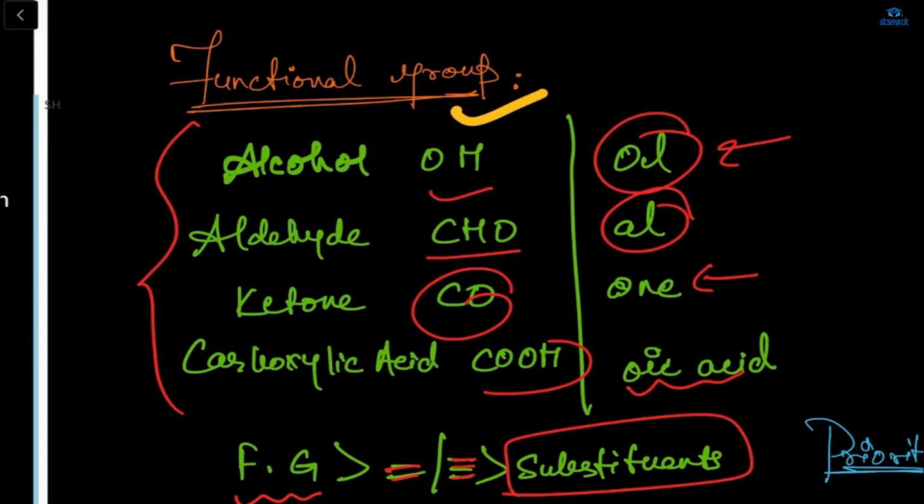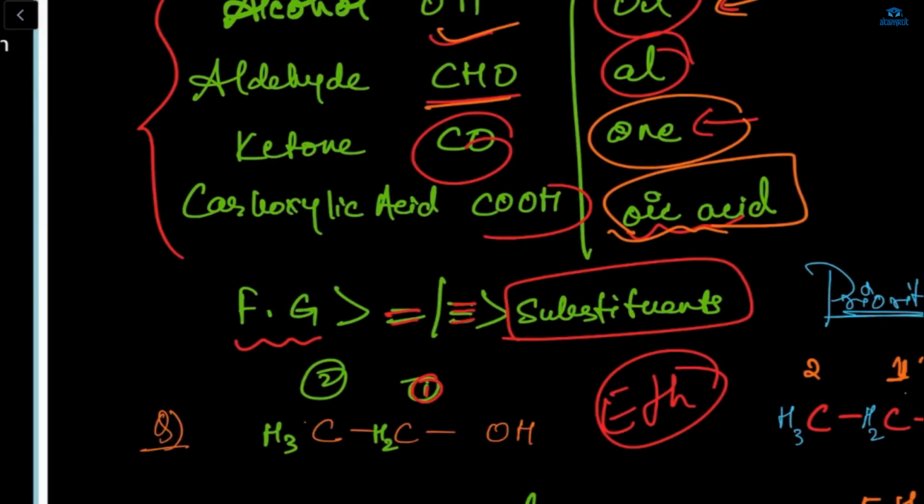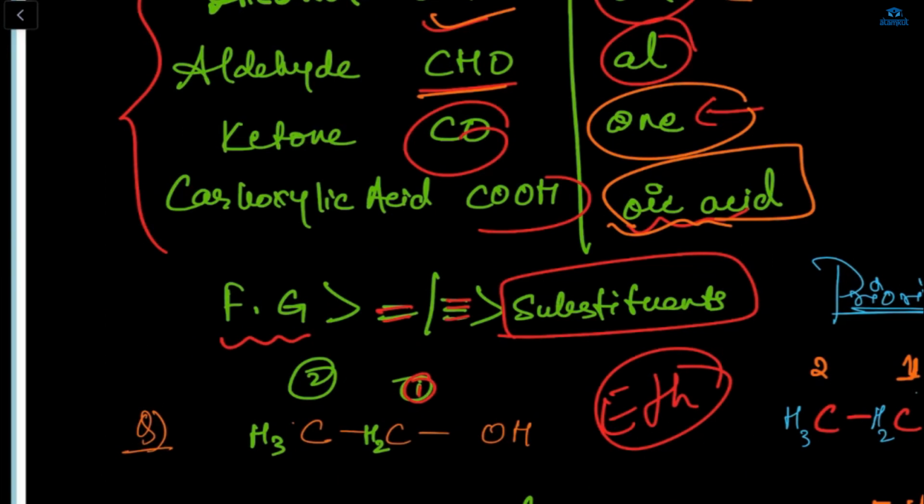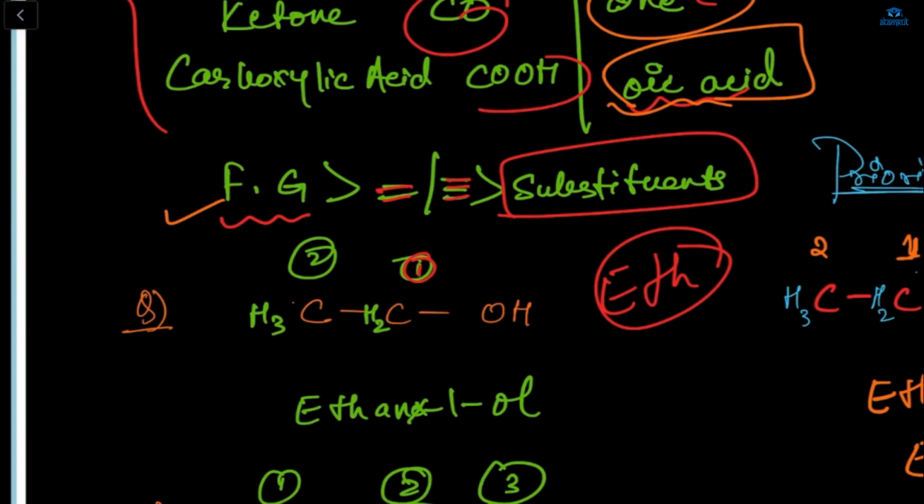So in today's lecture we will discuss the functional groups. For alcohol, this is OH, which is "ol". Aldehyde is CHO, "al". Ketone is CO, for which we use "one". For carboxylic acid we use "oic acid". Here we will go priority-wise. First of all, we give priority to the functional group, second to the double bond or triple bond, and after that to the substituent.